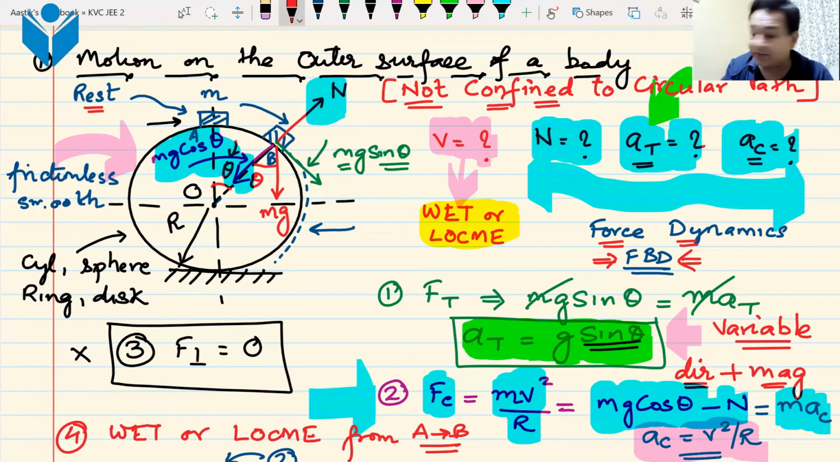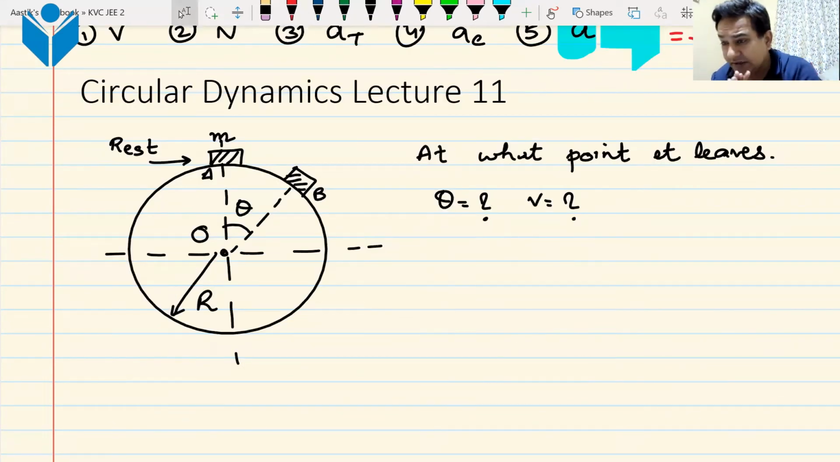Now the baton passes on to you. You have to tell me at what point it leaves the circular path and with what velocity it leaves the circular path, and you have got a minute to win it. Let's see how you can do this. I'll give you a minute to try, and that is important.